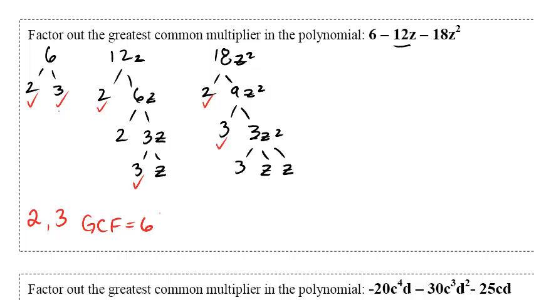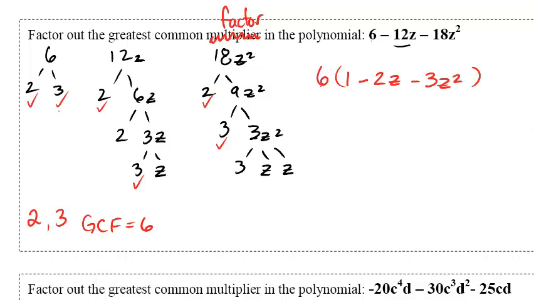So we want to factor out the greatest, this is supposed to say factor, by the way, sorry. We want to factor out the greatest common factor. So it's going to be 6 times something. So 6 times what gives you 6? Well, that's a 1. 6 times what gives you negative 12z? That would be negative 2z. 6 times what gives you negative 18z squared? That's a minus 3z squared. So that's the answer to the question.